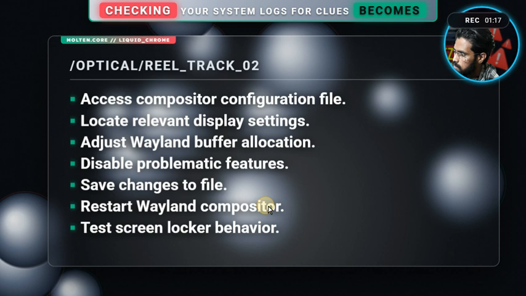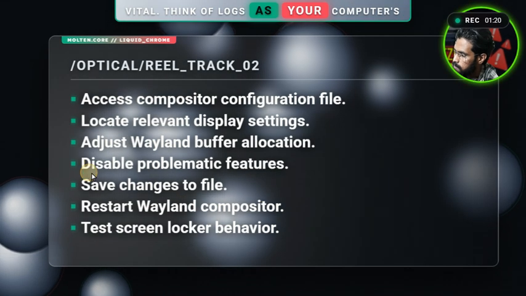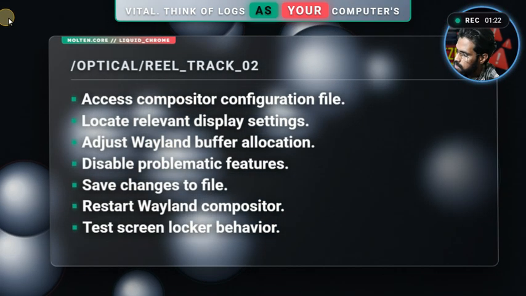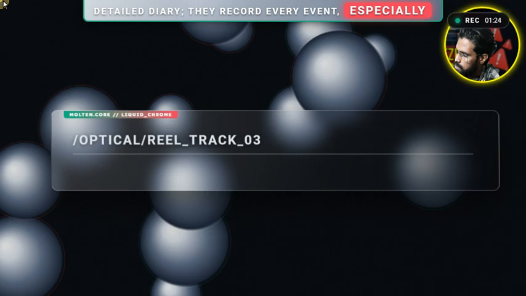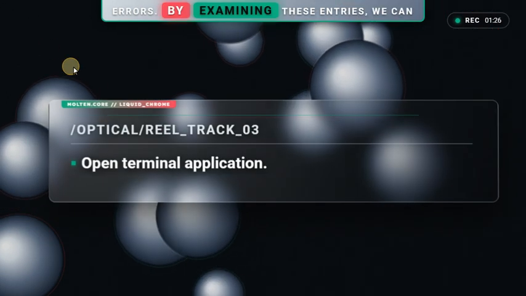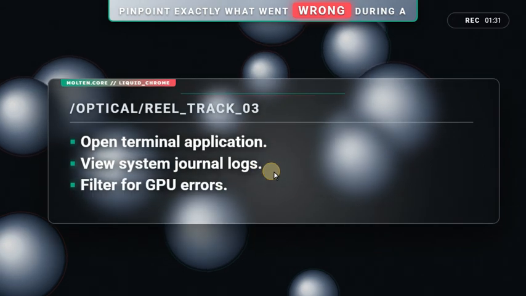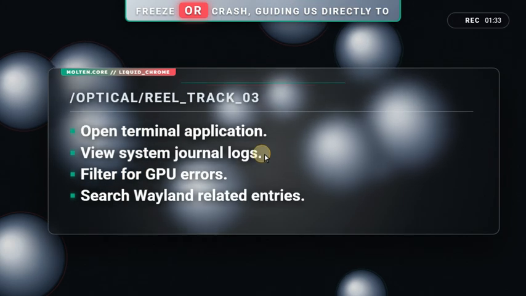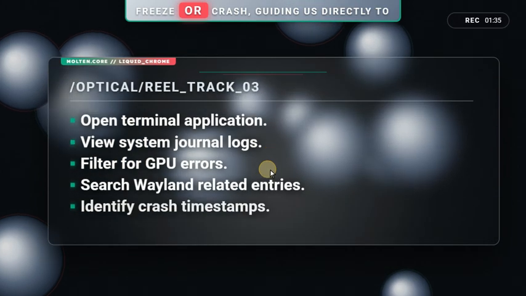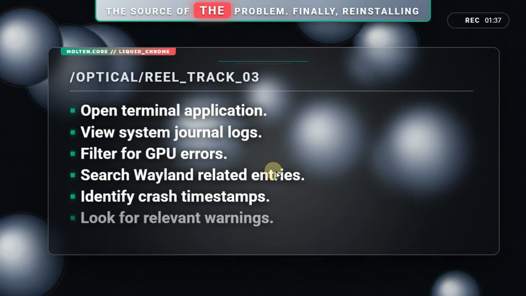Then, checking your system logs for clues becomes vital. Think of logs as your computer's detailed diary. They record every event, especially errors. By examining these entries, we can pinpoint exactly what went wrong during a freeze or crash, guiding us directly to the source of the problem.